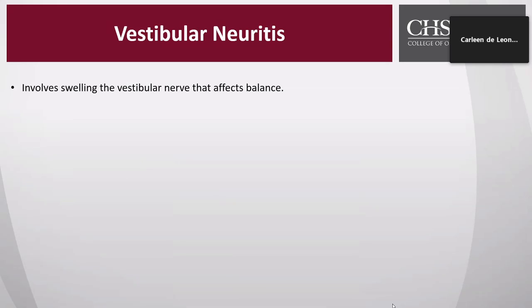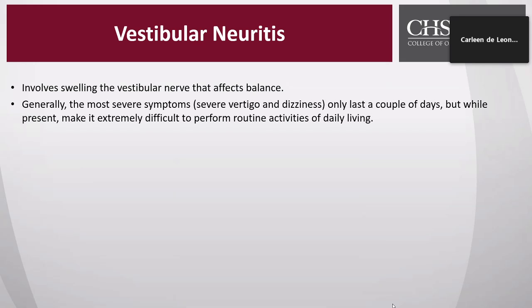Okay, vestibular neuritis. So this involves swelling of the vestibular nerve, and it affects the balance. Generally the symptoms are very severe. They'll have very severe dizziness and vertigo, but it only lasts a couple of days. But while it's present, it makes it difficult to do anything.